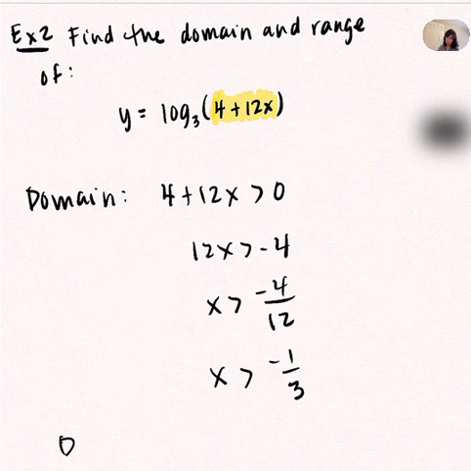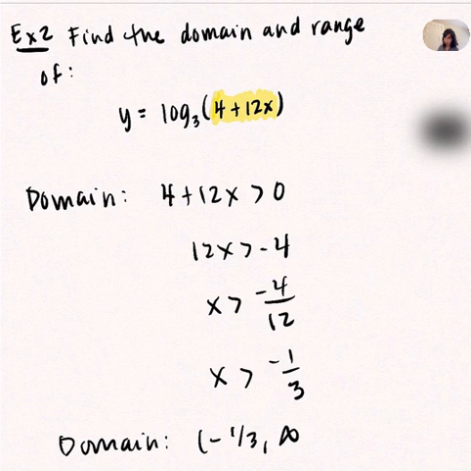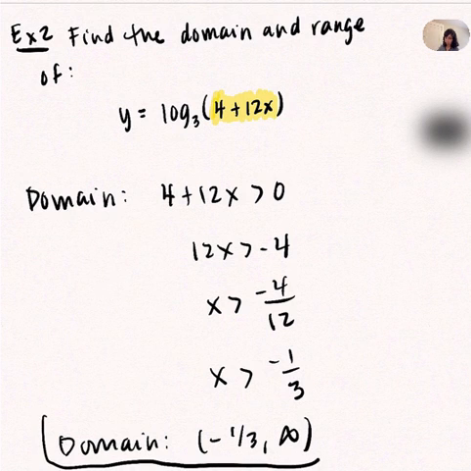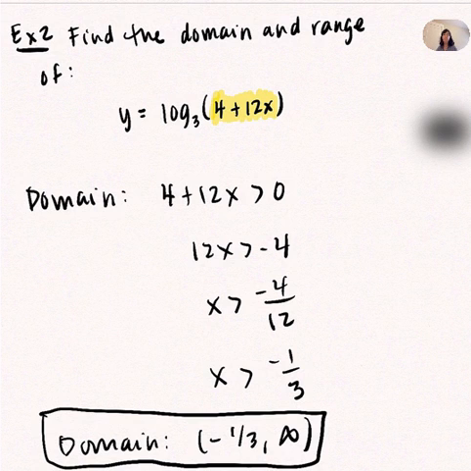So our domain is negative 1/3 to infinity. So to find the domain of a log function, figure out what x's make the inside bigger than 0.